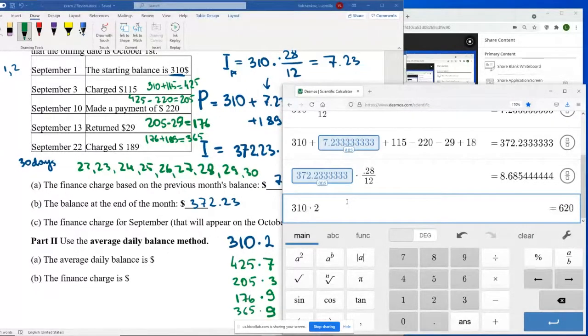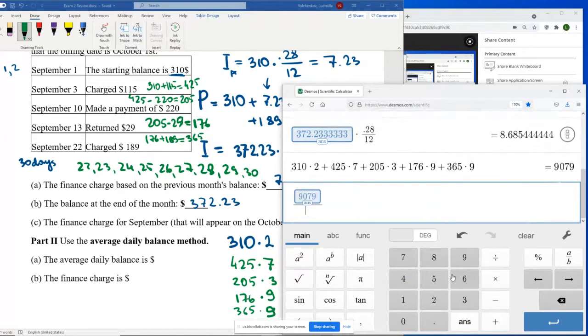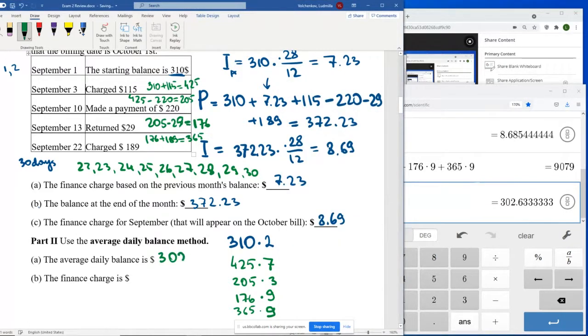310 times 2 plus 425 times 7 plus 205 times 3 plus 176 times 9 plus 365 times 9. So this is the sum, and to find the average daily balance, we divide the sum by the number of days, by 30 days. The first question asks what is the average daily balance, and this is $302.63.